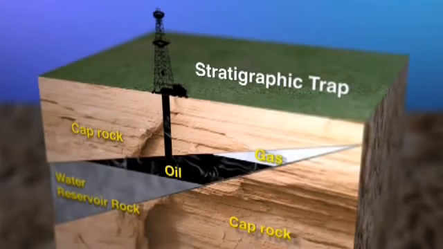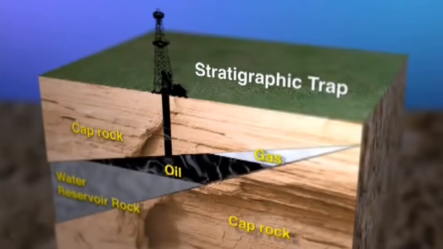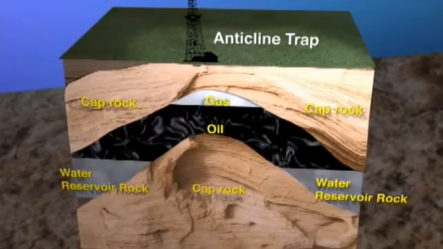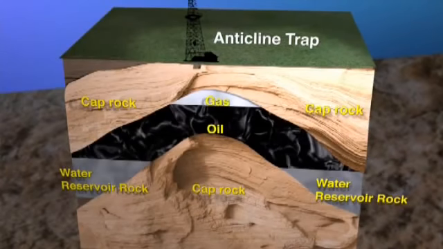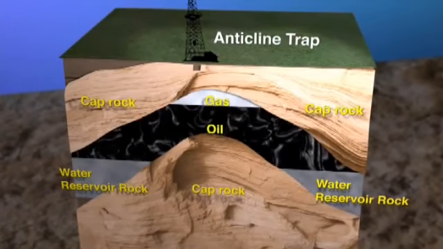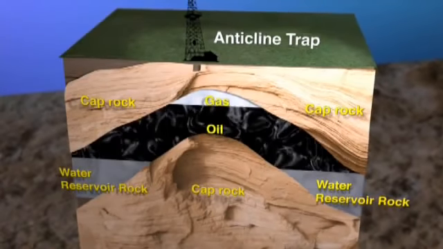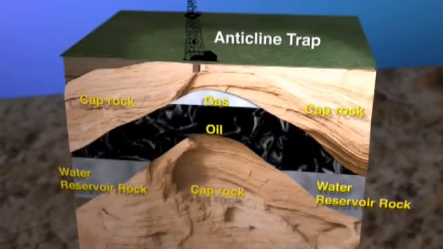Second one, we can look over here at what is called an anticline trap. Now, when 2 continents smash into each other, or a lot of other ways too, rocks can actually be folded. Okay, and they can fold down into a U shape, or they can fold up into an arch shape. And an arch-shaped fold is what is called an anticline trap. Okay, and so this is a picture of an anticline trap.